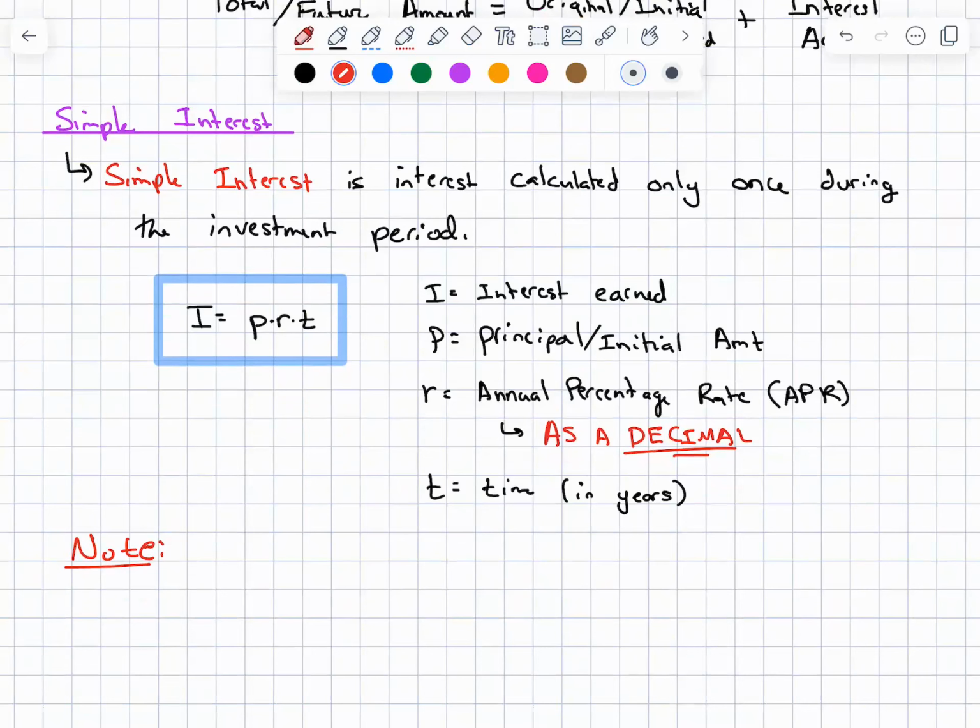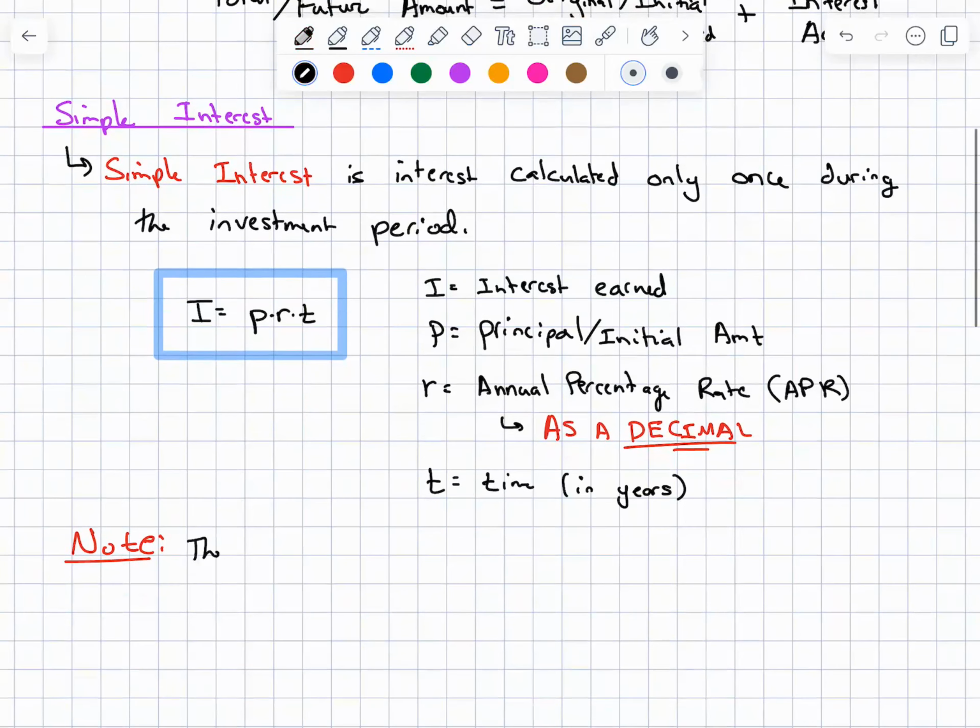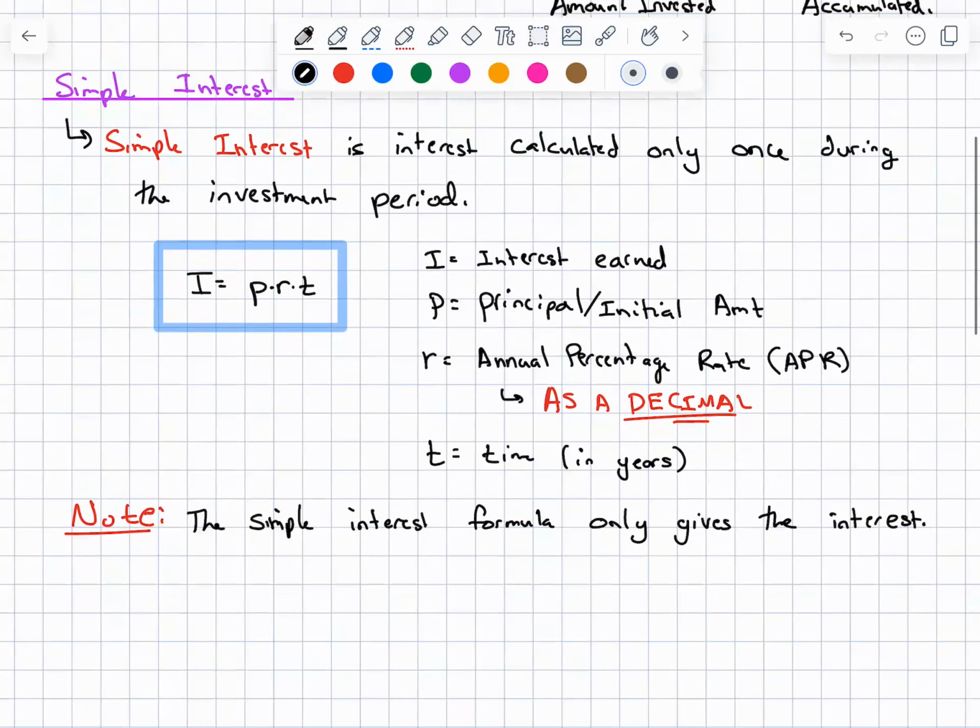So note, the simple interest formula only gives the interest. When you're using this formula, you have a certain amount that you've invested at an annual percentage rate over a number of years, and you only get the interest that's accumulated on the loan or on the investment.